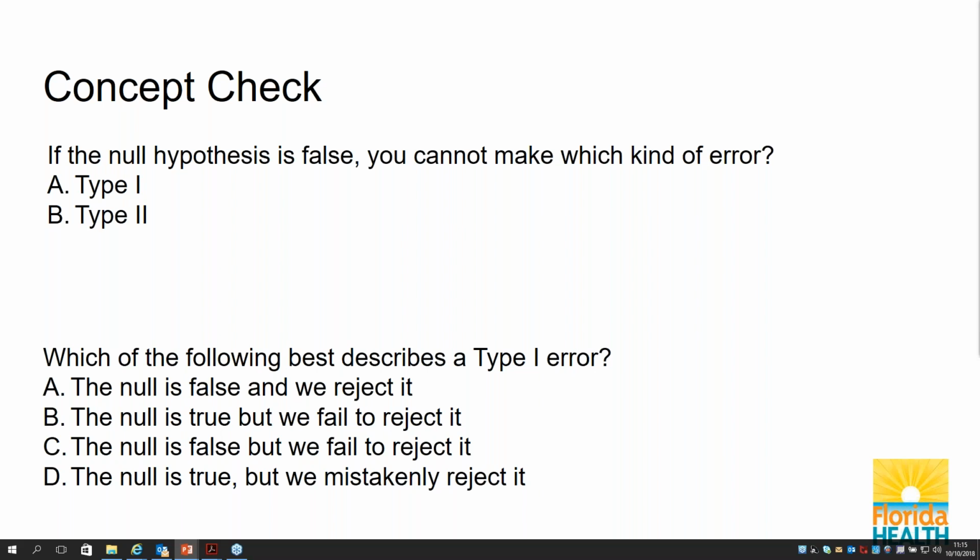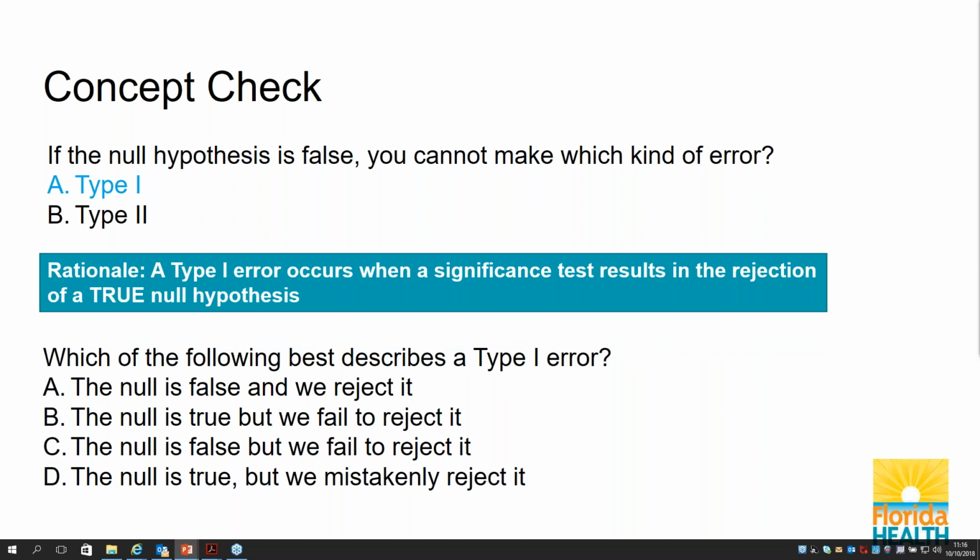If the null hypothesis is false, you cannot make which kind of error? Okay, well, when you have a type 1 error, what are you doing? You are rejecting the null when it is true, right? So the correct answer is type 1. You cannot make a type 1 error. A type 1 error occurs when a significant test results in the rejection of a true null hypothesis. So if it's false, you cannot commit a type 1 error. A type 1 error is only committed when your null is true.